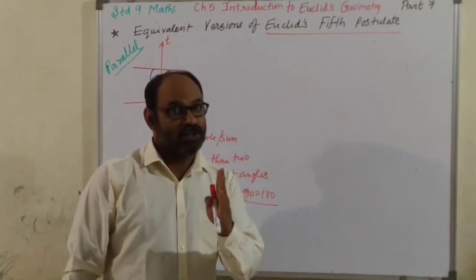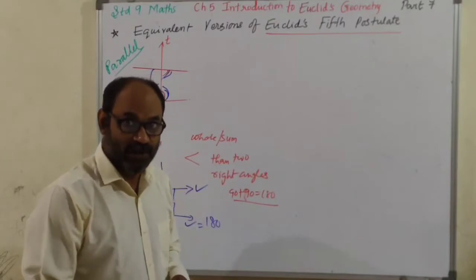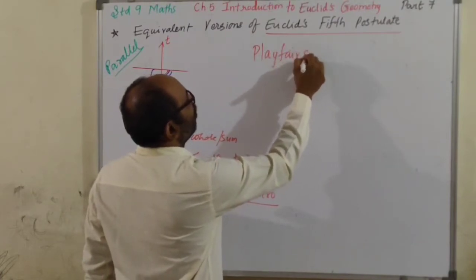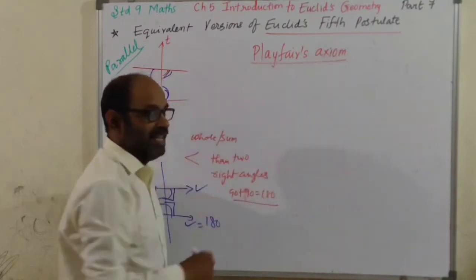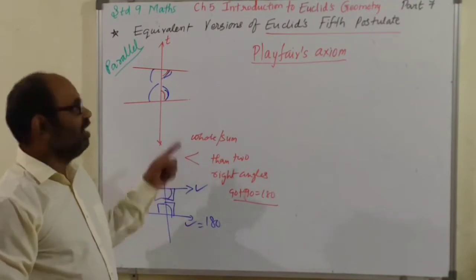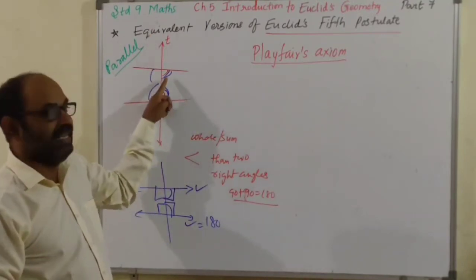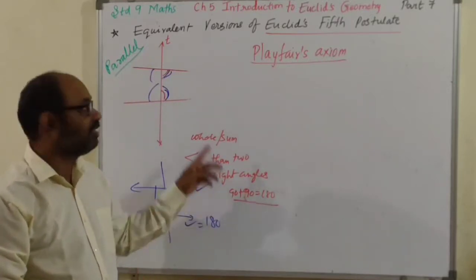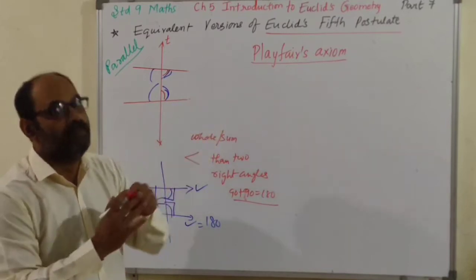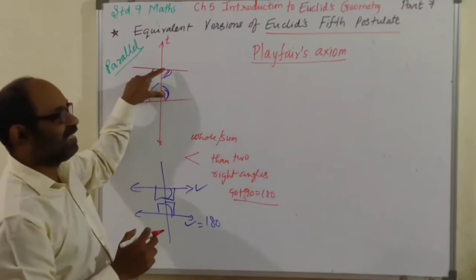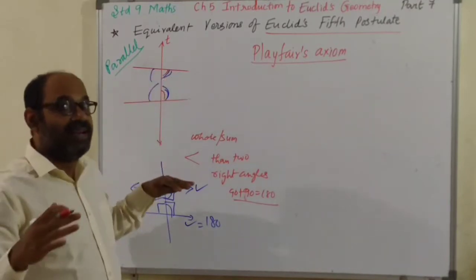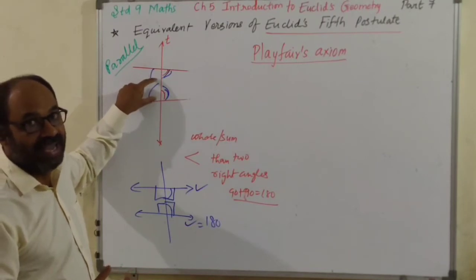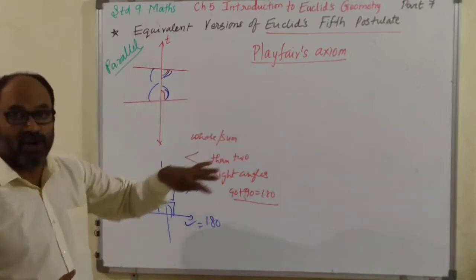Now let's talk about a postulate or axiom which is equivalent to Euclid's fifth postulate. This axiom was given by Playfair. So it came to be known as Playfair's axiom. Now what Euclid said: if a line falls on two distinct lines such that the interior angles on the same side of the transversal, when taken together, are less than two right angles, then the lines produced in that direction will meet each other. And if it is exactly 180, two right angles, then the lines will never meet on both sides, so the lines are parallel. If it is more than 180, then they will never meet on that side, but they will meet on the other side.